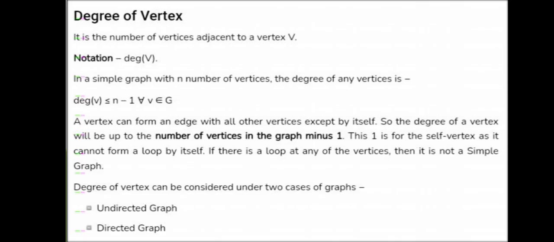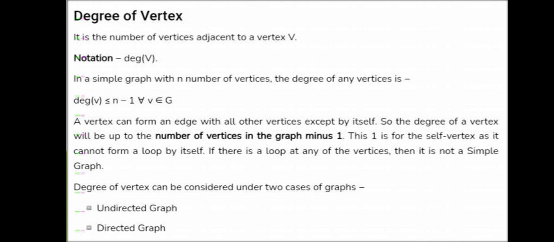Now what is the degree of a vertex? It is the number of vertices adjacent to a vertex V. It is denoted by deg(V). In a simple graph with n number of vertices, the degree of any vertex satisfies deg(V) is less than or equal to n minus 1 for all V belonging to G. A vertex can form an edge with all the vertices except itself, so the degree of the vertex will be up to the number of vertices in the graph minus 1. This 1 is for the vertex itself, as it cannot form a loop by itself. If there is a loop at any of the vertices, then it is not a simple graph.